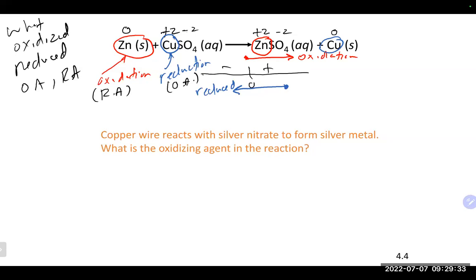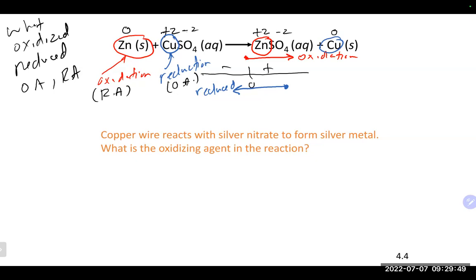Is there anything happening with the sulfate here? The answer is no. It is -2 on the left-hand side. It's also -2 on the right-hand side. Nothing is happening with that. First off, any questions on how to identify all that?